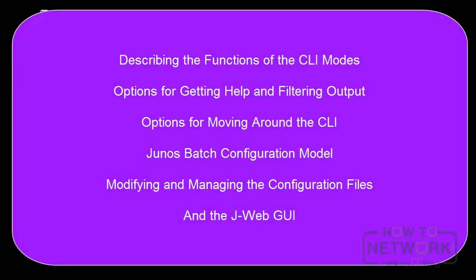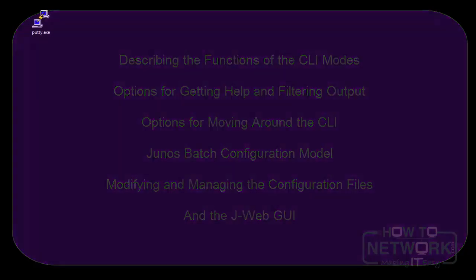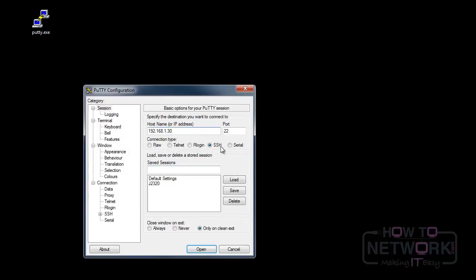So let's do it. The topics we are going to cover in this video are describing the functions of the CLI modes, options for getting help and filtering output, options for moving around the CLI, Junos batch configuration models, modifying and managing the configuration files, and we're going to take a look at the JWeb GUI. At the end of this video, I will give you a lab assignment. So let's go ahead and log into our test equipment here.